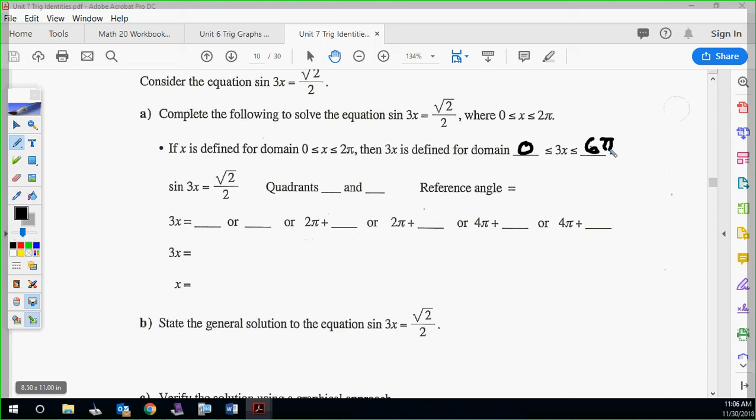But sine of 3x equals root 2 over 2, that's in quadrants where? So where is sine positive root 2 over 2? 1 and 2, right? The reference angle, we know what that is. Root 2 over 2 is 45. Okay, good. Or sorry, we're doing radians, so they want pi over 4. Okay, 3x then is pi over 4 or 3 pi over 4. That's the two options.